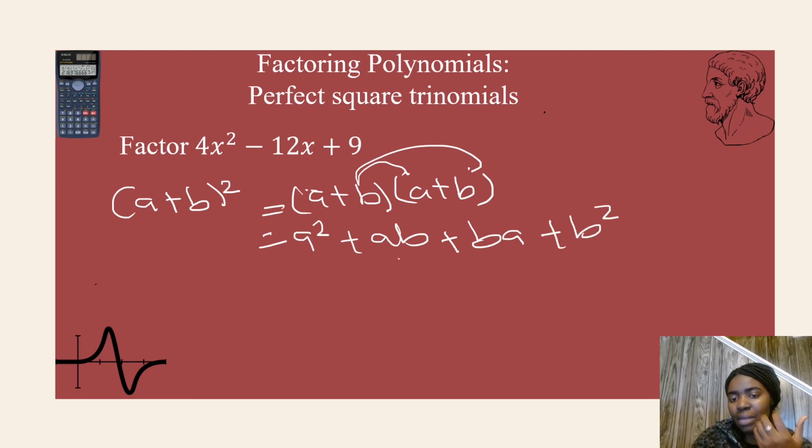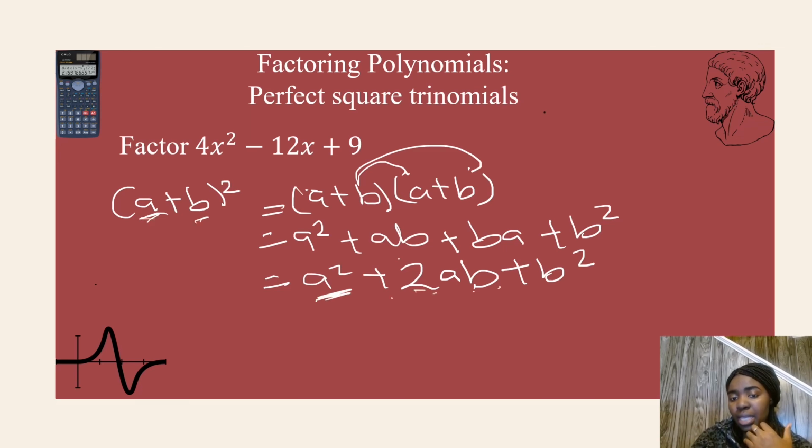Now ab and ba are the same, because of the commutative property, you can switch them around. So this is going to be a squared plus 2ab or 2ba, it doesn't matter, 2ab plus b squared, okay? It turns out that every binomial, when you square it, you get this form: the first term squared, a squared, plus 2 times the first term times the second term, 2ab, plus the second term squared, b squared, okay?